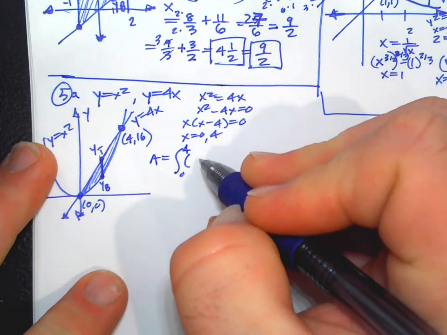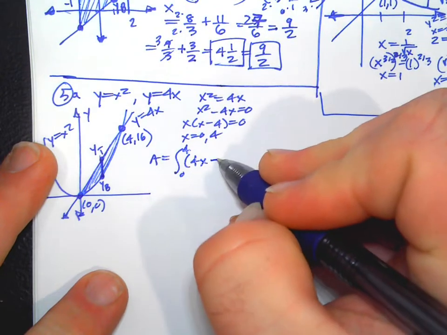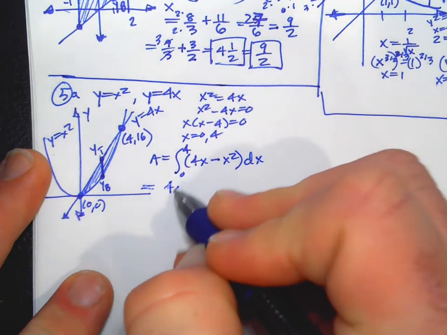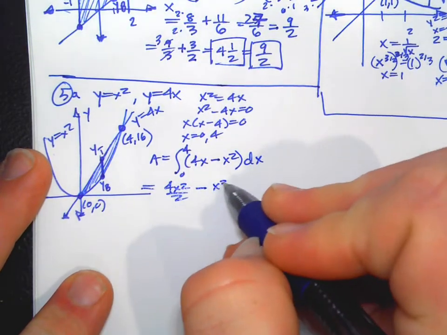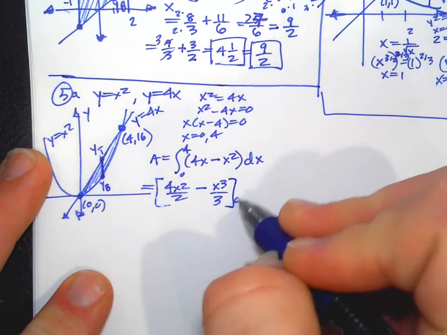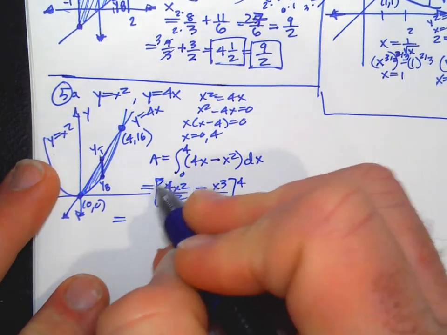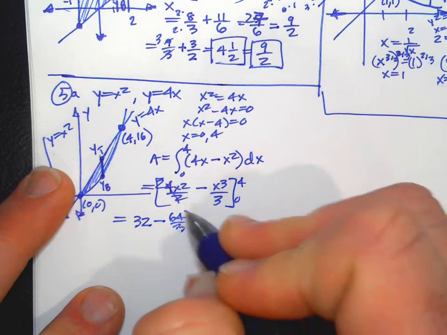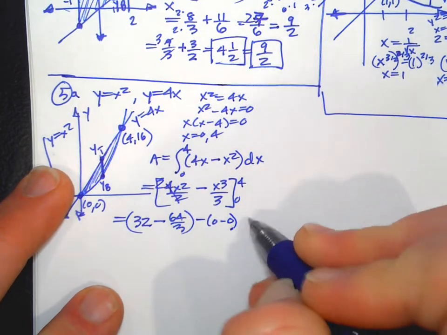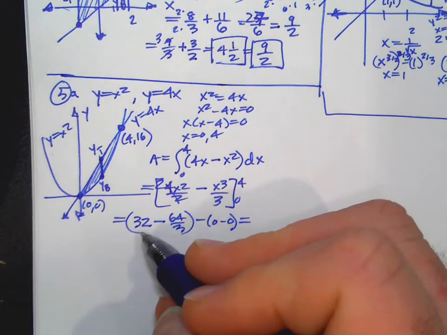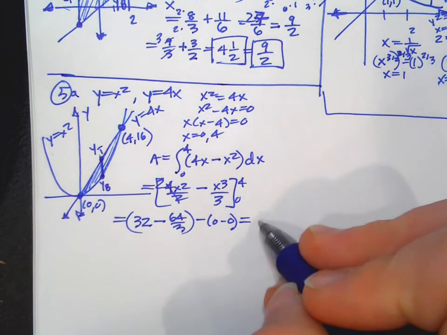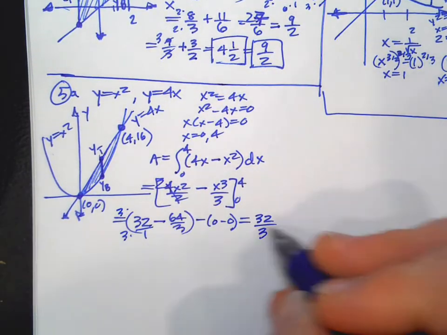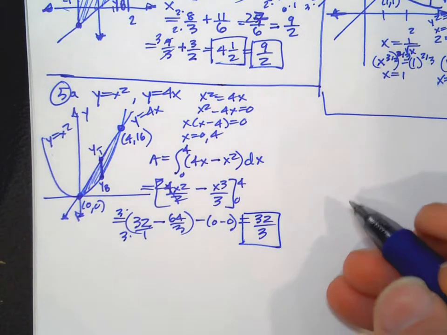Y top is the line 4x. Y bottom is the parabola x squared. So that's your setup. So the antiderivative is going to be 4x squared over 2 minus x cubed over 3. So you plug 4 in here and get 32 minus 64 over 3. Plug 0 in, you get 0 and 0. So this is going to be 96 thirds, right? This is going to be 32 thirds. There you go. That's your answer.